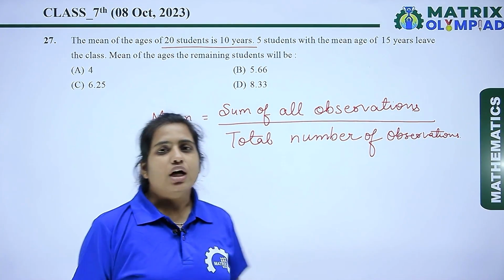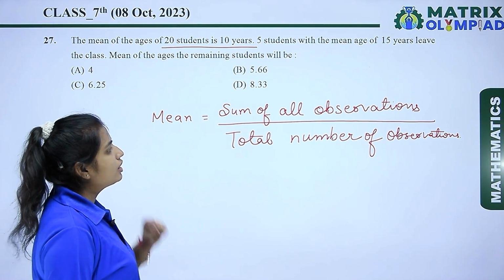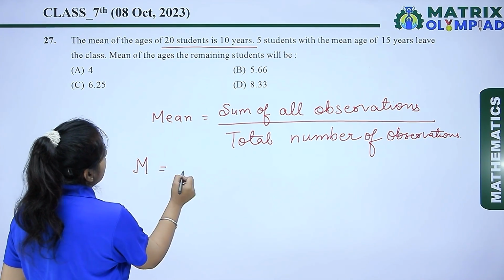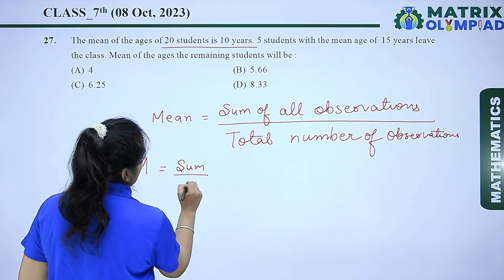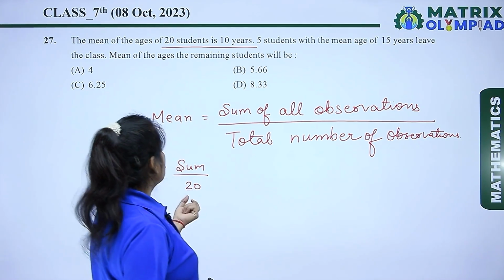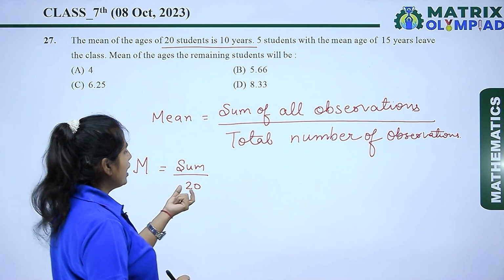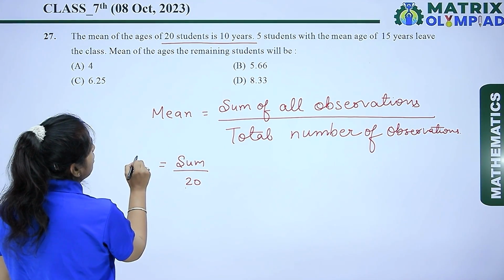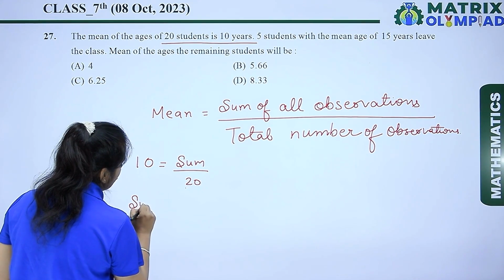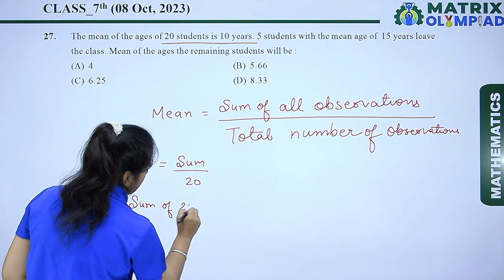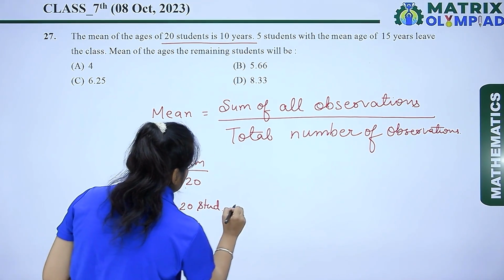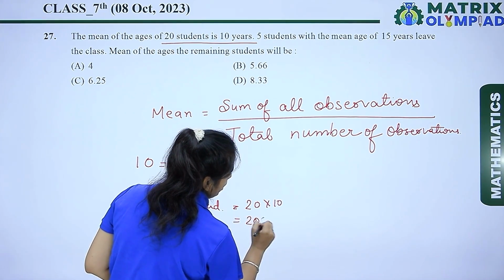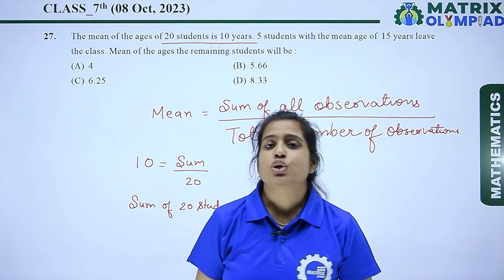So, we have the formula. Now, we have to put the values to find out the remaining part. So, here the mean of 20 students will be sum of observations upon the total number of observations. The total number of observations is 20, and for 20 students we have a mean of 10 years. So, the sum of 20 students will be 20 multiplied by 10. So, here we get the sum of 20 students is equal to 200.